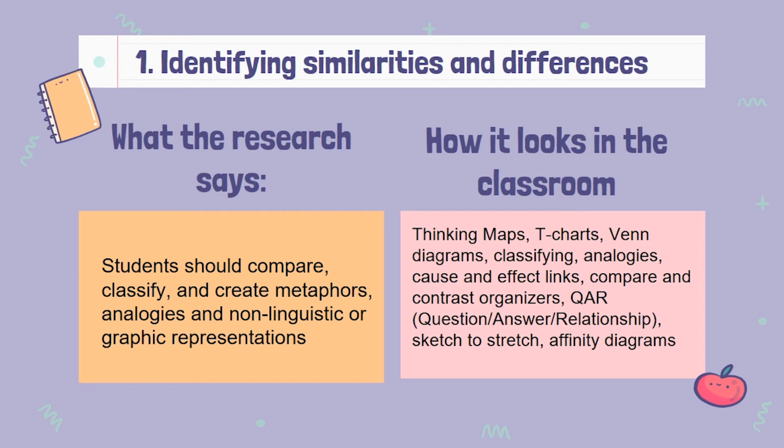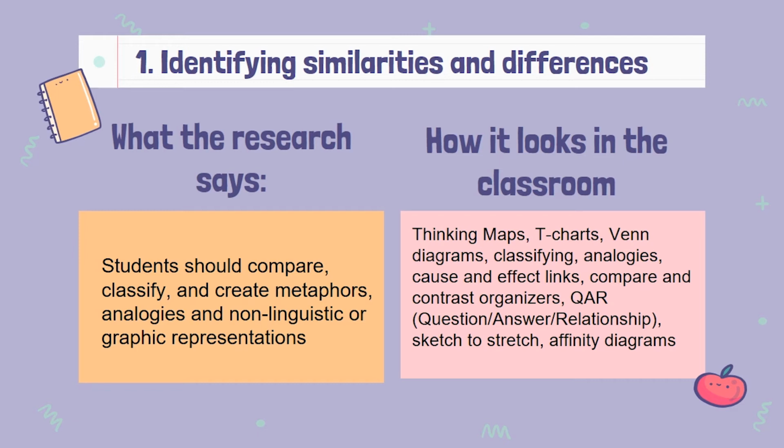The first strategy is identifying similarities and differences. Research indicates that for different forms, comparing, classifying, creating metaphors, and creating analogies are highly effective. Identifying similarities and differences is explicit in the process of comparing. It is also critical to classifying.